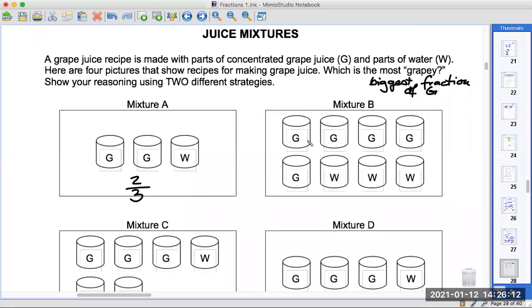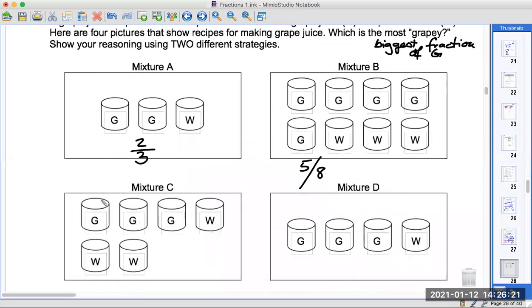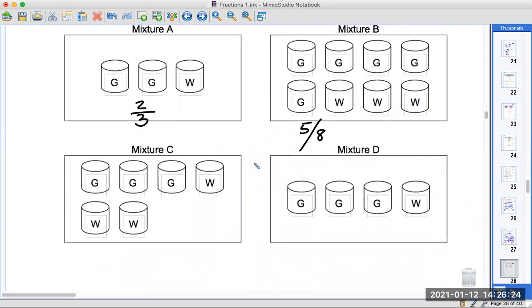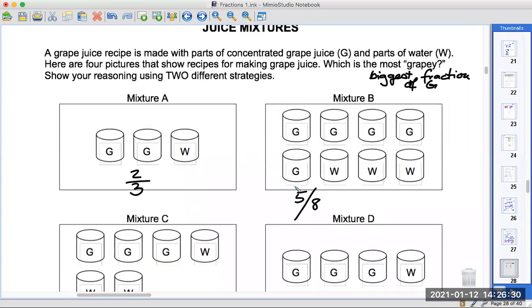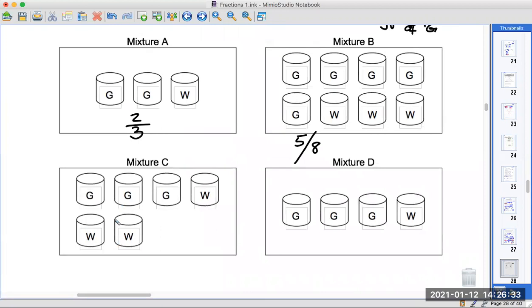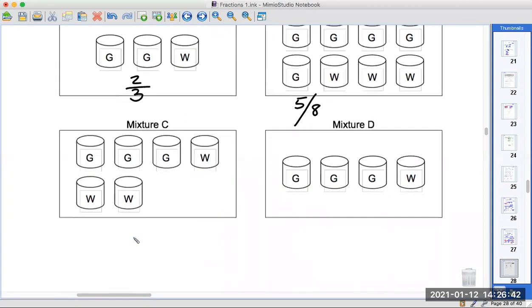This one here is 1, 2, 3, 4, 5 out of how many? 8, right? And you guys know how to figure this out. Use your fraction strips if you have to. You want the number that's the biggest. You want to find the biggest fraction. I'm going to leave that to you. You got to figure out how many G's we have. This is 3 out of 6. And this is 3 out of 4. Now, you guys tell me which is the biggest fraction when we get back.